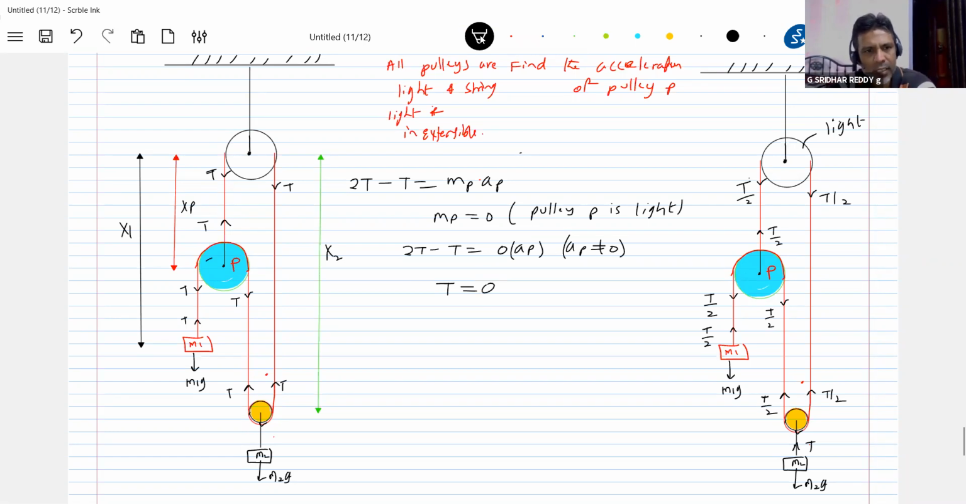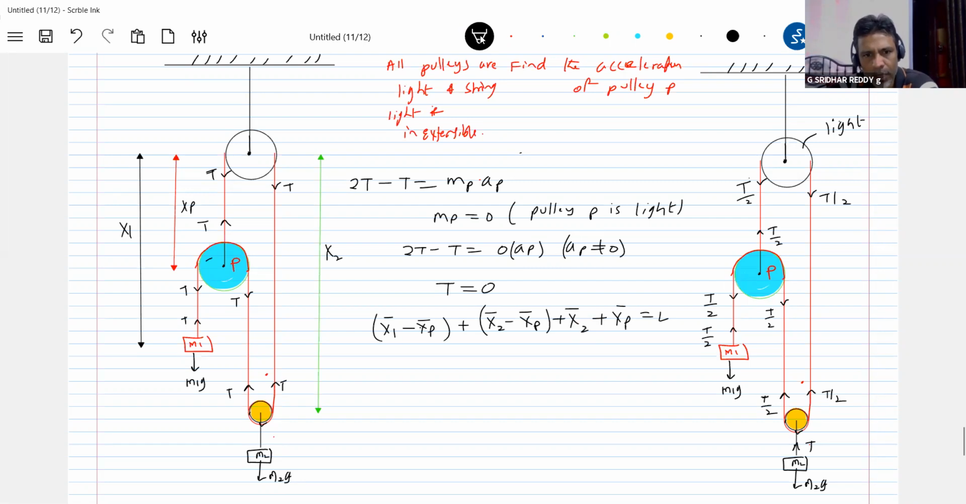Can you write any constraint equation for the length of the rope? X1 minus XP, what can be this distance? X2 minus XP, what is the distance? X2, and what is this? XP. So let's write the constraint equation now. X1 bar minus XP bar plus X2 bar minus XP bar plus X2, then minus plus XP. Try to see the constraint equation should be equal to this much.